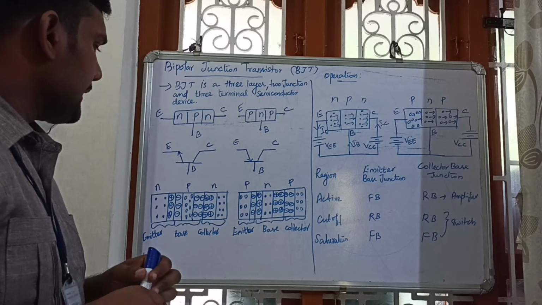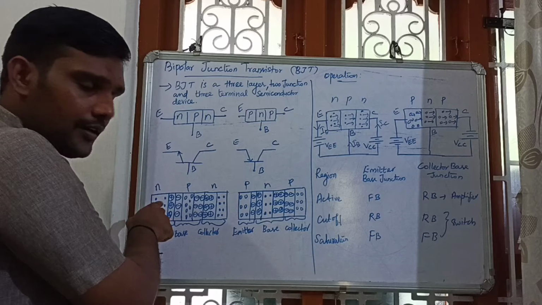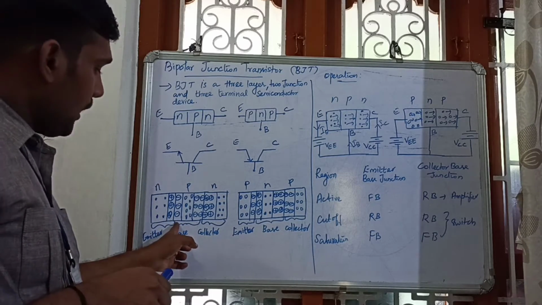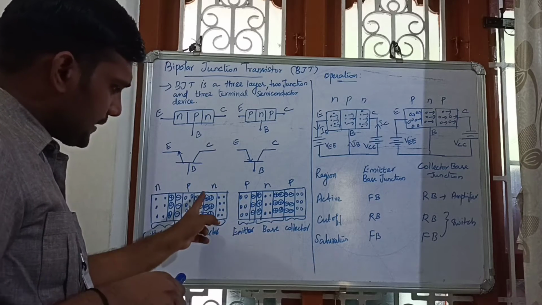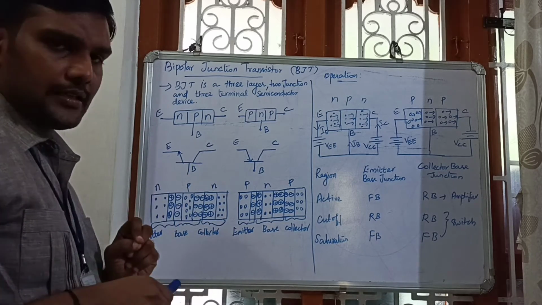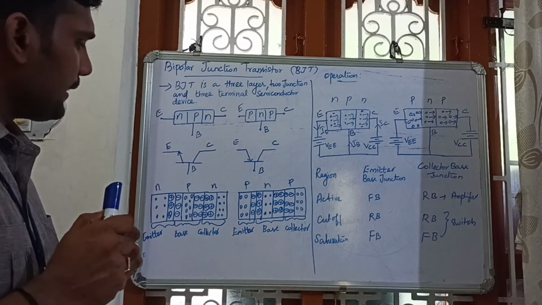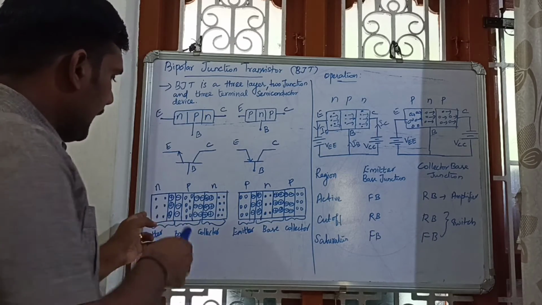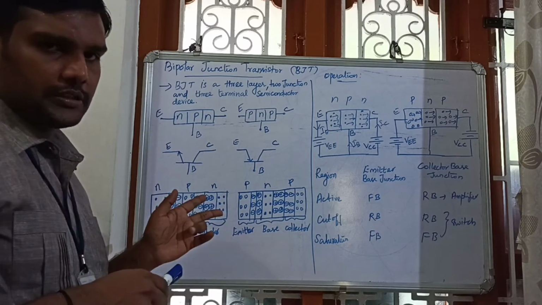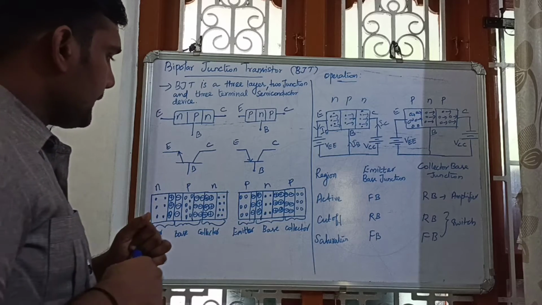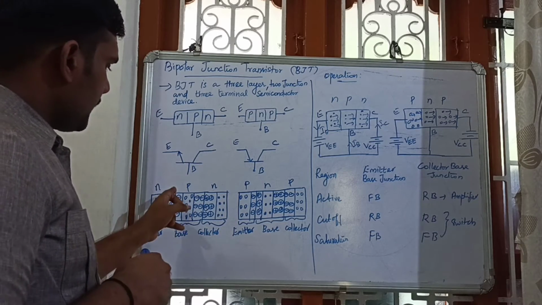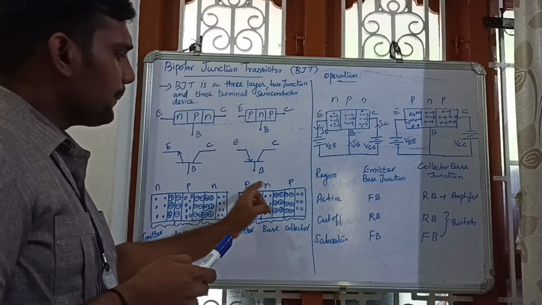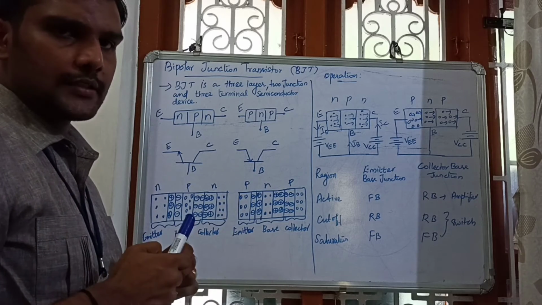Then this is the PN junction. At the PN junction, the depletion region is formed. Here also, this is the PN junction, the depletion region is formed. And one more important thing is the base region. The base region is lightly doped, and emitter and collector both are heavily doped. In the NPN transistor, current conduction is due to the electrons. In the PNP transistor, the current conduction is due to holes.